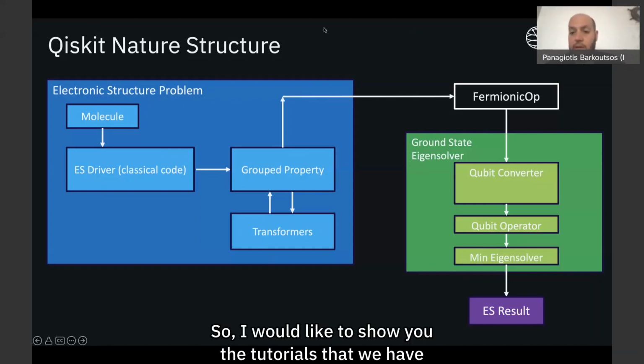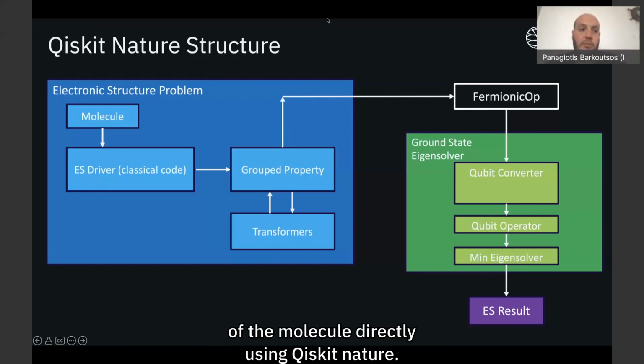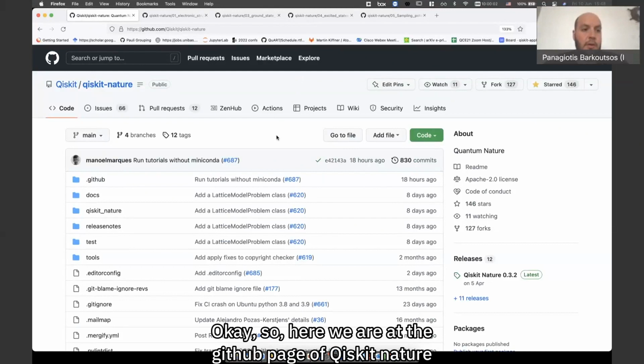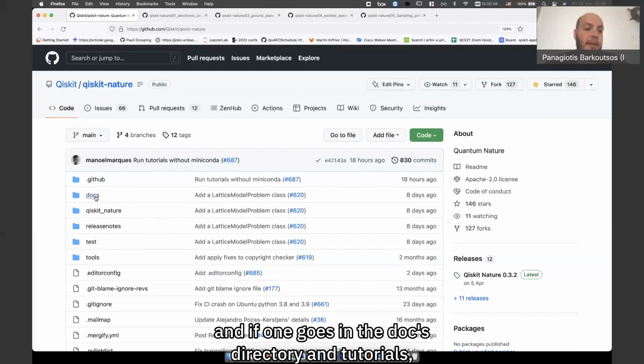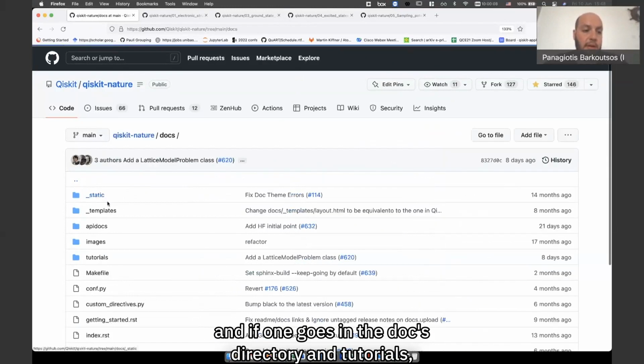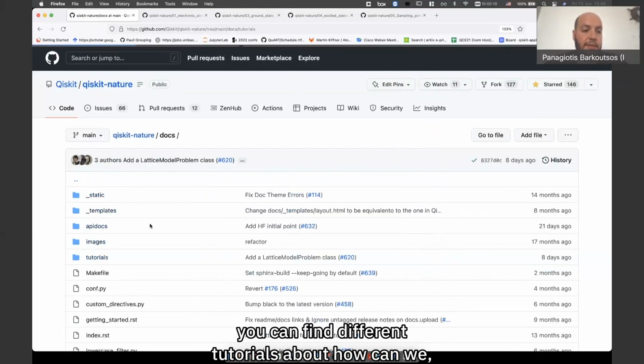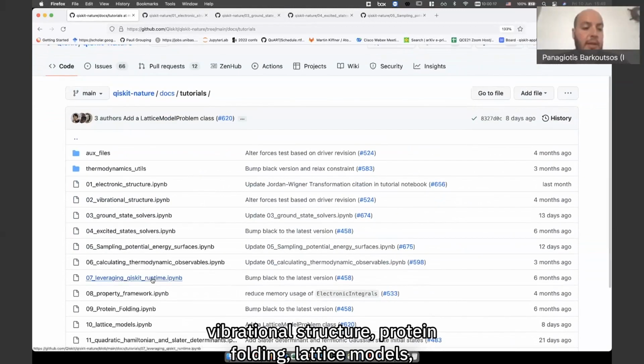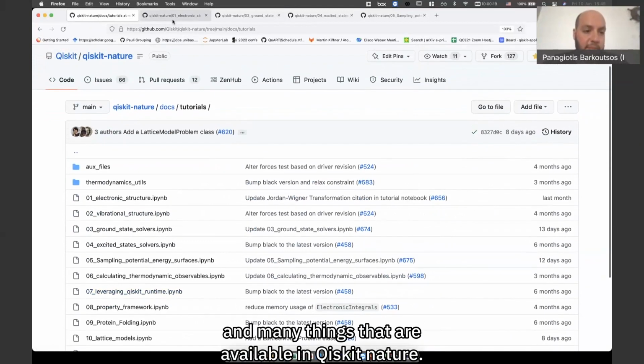So I would like to show you the tutorials that we have and how one can simulate a molecule directly using Qiskit Nature. Okay, so here we are on the GitHub page of Qiskit Nature, and if one goes into the docs directory and tutorials, you can find different tutorials about how to simulate electronic structure and vibrational structure, protein folding, lattice models, and many other things that are available in Qiskit Nature.